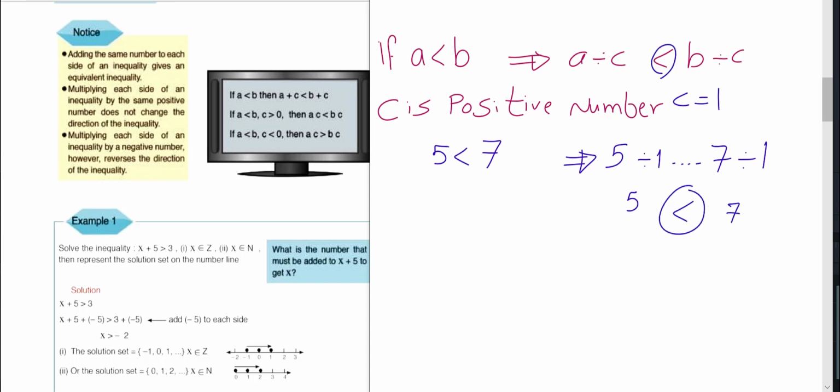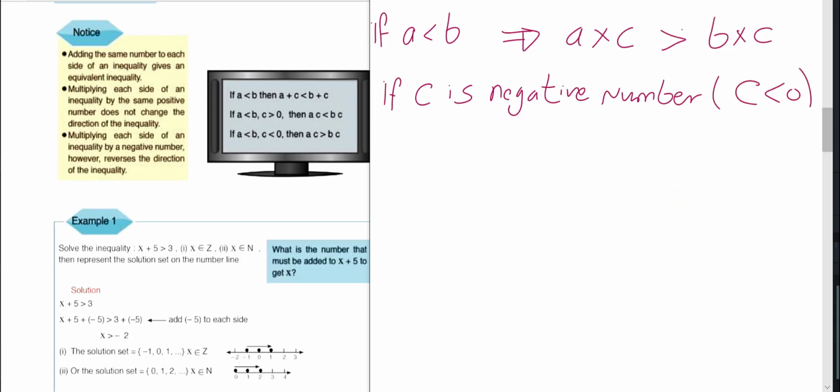So here again, there is no change at all in the sign of the inequality when we divide both sides by a positive number. And what about multiplying or dividing both sides of the inequality by a negative number?